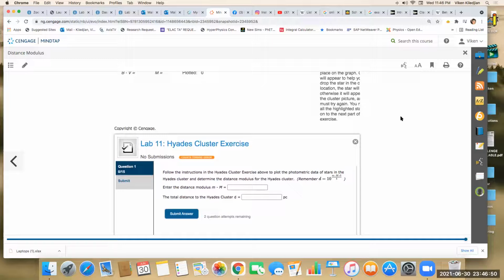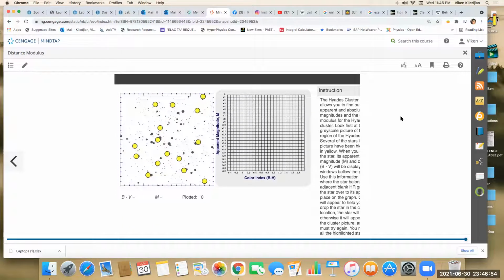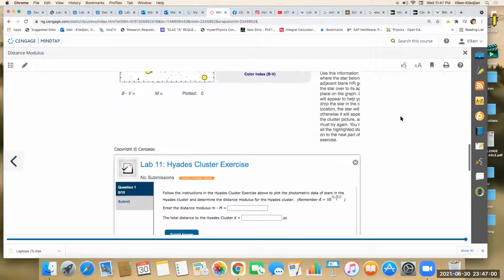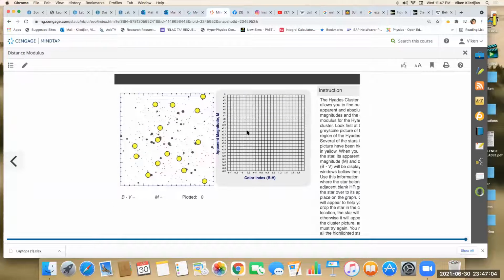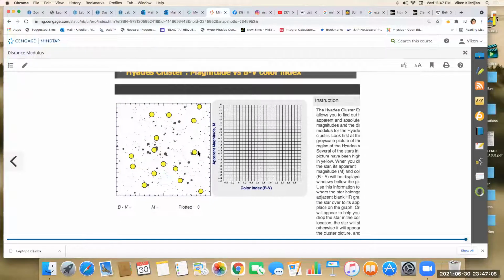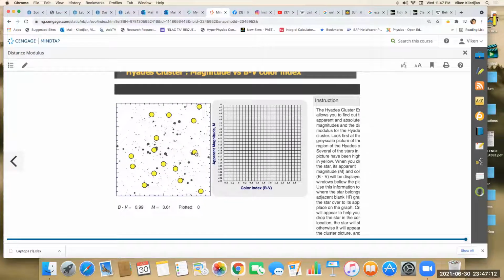So enter the distance modulus, m minus M. How are we going to do that? M minus m. Total distance to the Hyades cluster. Absolute luminosity. This is the apparent magnitude, and this is the color index.